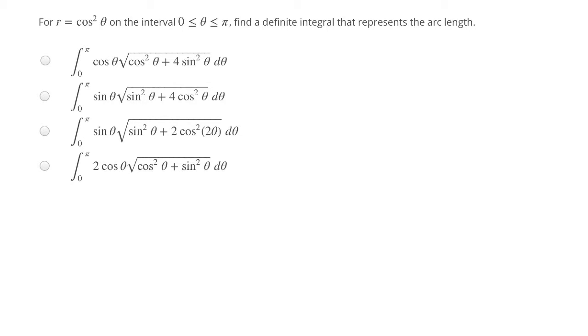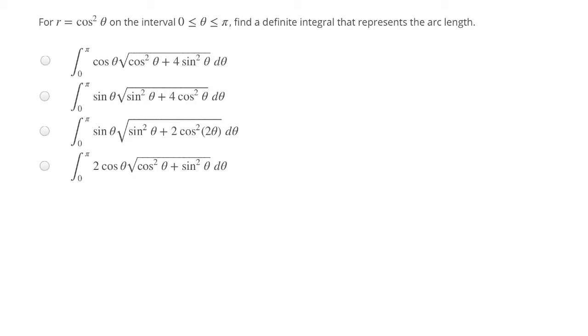Welcome everybody to our next example on polar coordinates. So again, here in this problem, we are asked to find the arc length on the interval from 0 to pi for the curve defined by r is equal to cosine squared theta. So let's see if we can define a definite integral that will represent this arc length.